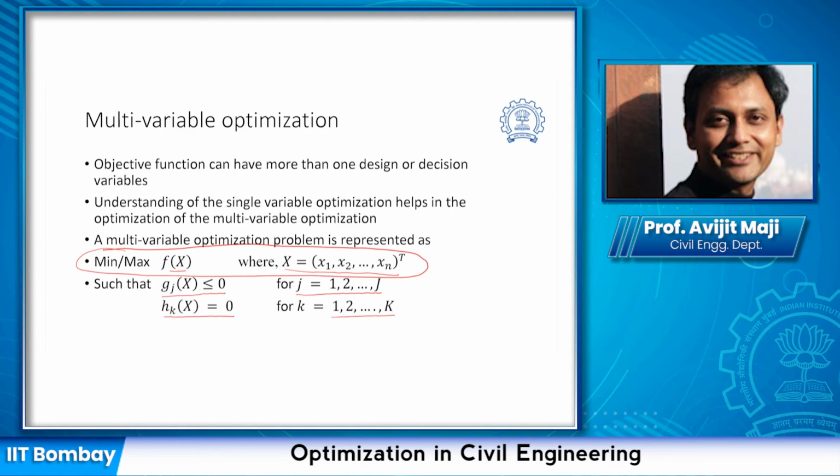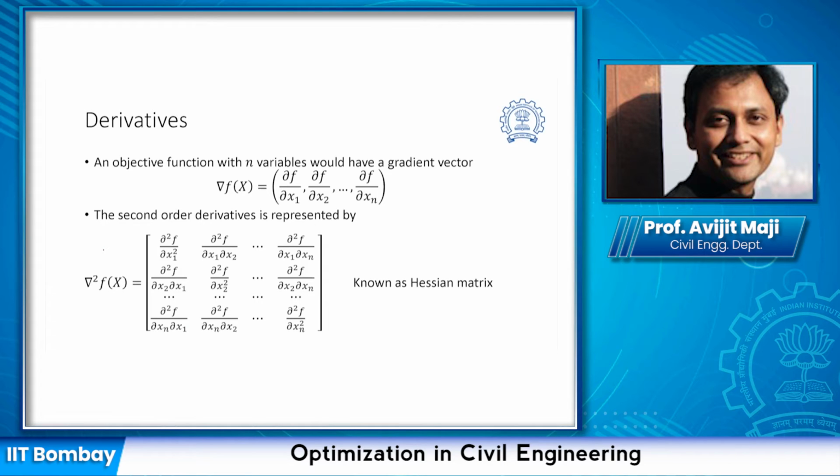So let's look into the derivatives. A multivariable optimization problem has more than one variable. So if we try to find the first order derivative, we can find the partial derivative with respect to each one of the variables, and the partial derivative can be represented as shown here. Now we also know from our single variable optimization problem that we may need to look into the higher order derivatives. At this point we'll look into the second order derivative of the multivariable objective function.